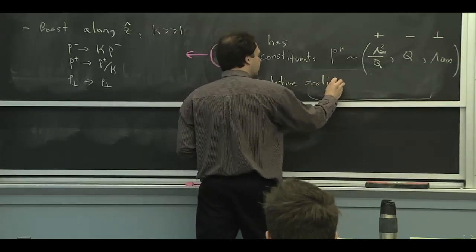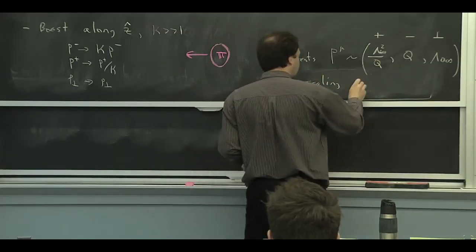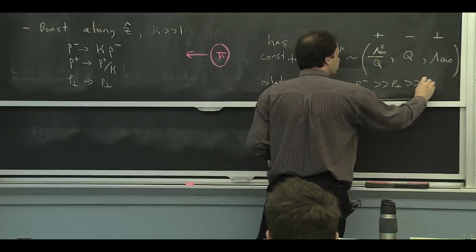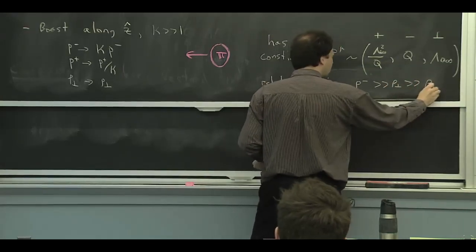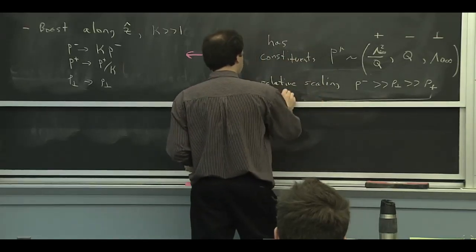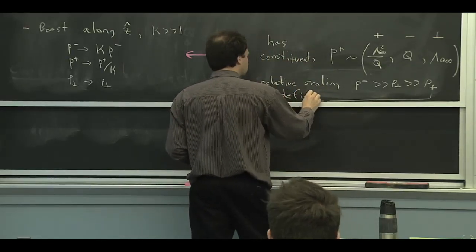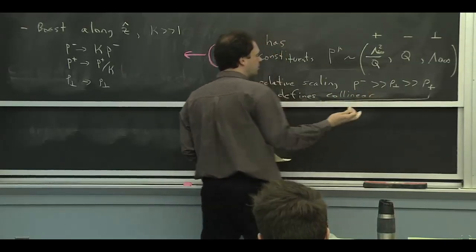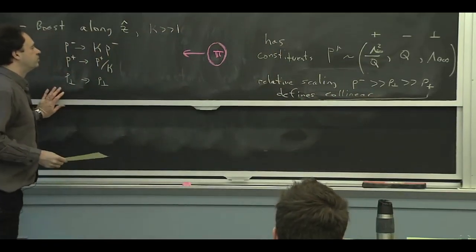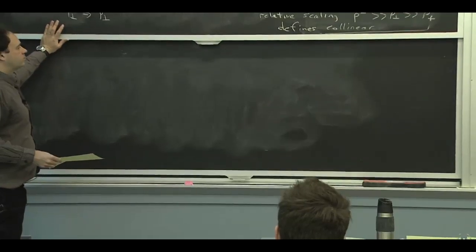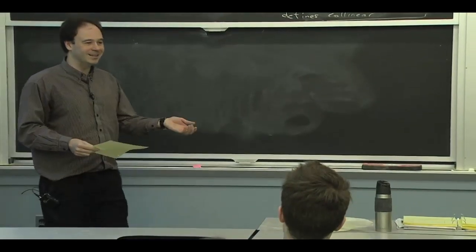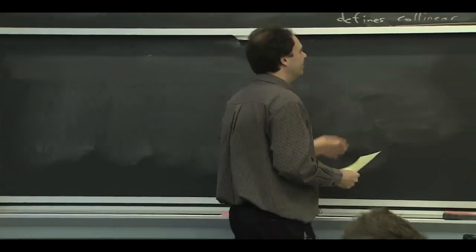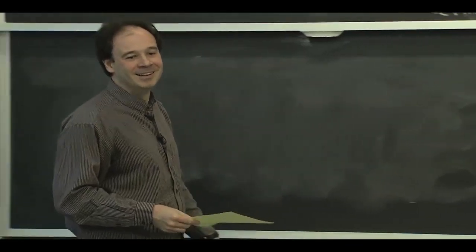So the relative scaling of this vector here is that the p minus is much bigger than the p perp, is much bigger than the p plus, and that's what we mean by collinear. It's collimated in some direction, and that direction is the direction of the large momentum. You always have to be careful when you say things like that, because the component along the direction is the opposite light-like vector, but I think you'll always know what I mean.